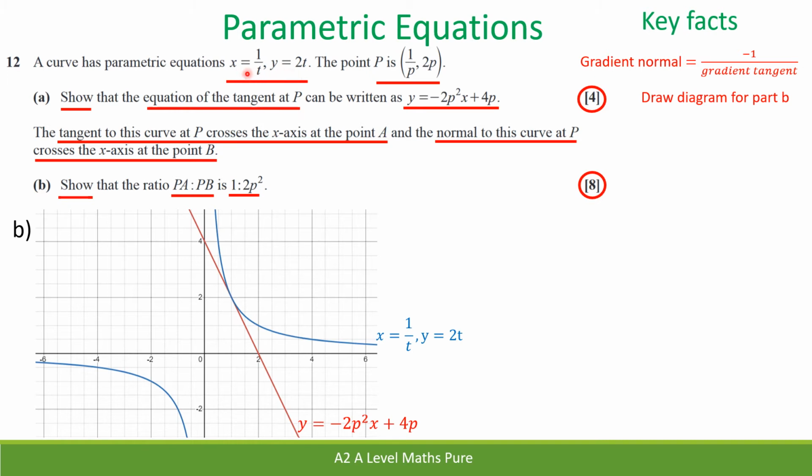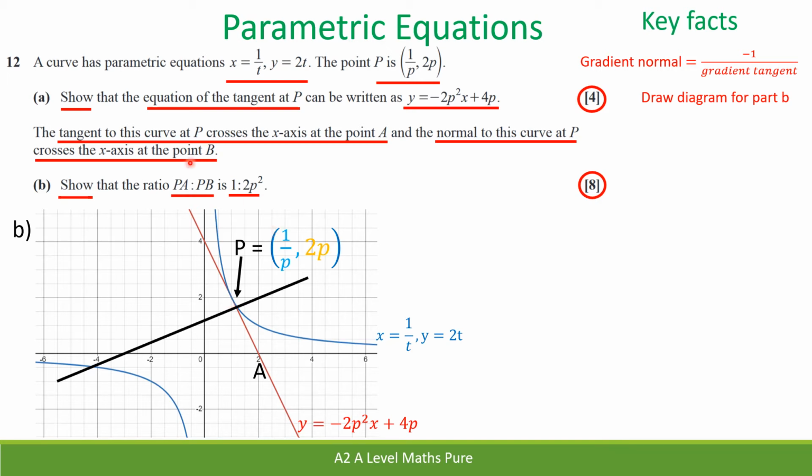The parametric equations x equals 1 over t, y equals 2t is this blue curve here. The answer we worked out in part A, y equals minus 2p squared x plus 4p, is an equation looking like this. And you can see they meet at a point here, which is going to be my point P. You were told that A is the point where we cross the x-axis. So this curve here crosses the x-axis at point A. P is the coordinate here, 1 over p, 2p, where the curve and the tangent meet.